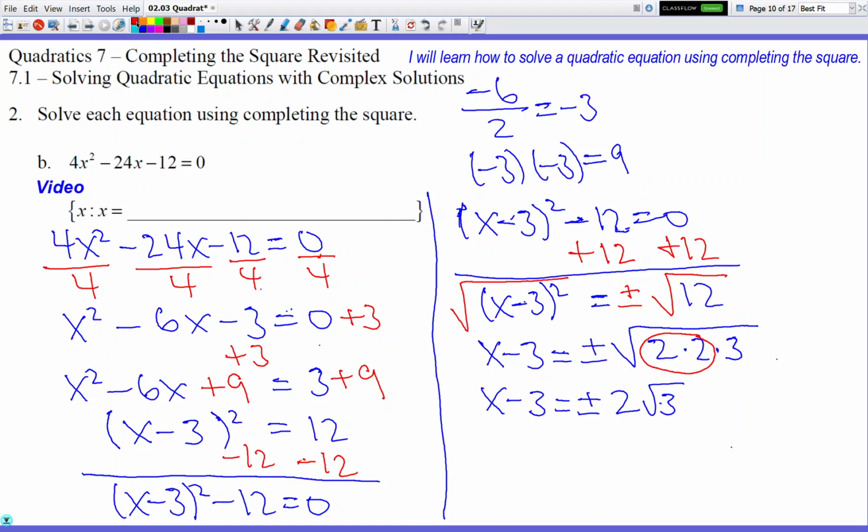Okay, then get x by itself. I'm going to add 3 both sides. And please don't turn that into a 5. When kids make a mistake, they put that as 5 eventually, but that's not correct. These guys are not like terms, so please don't do that. So x equals 3 plus or minus 2 square root 3. And there you go. That problem's done.